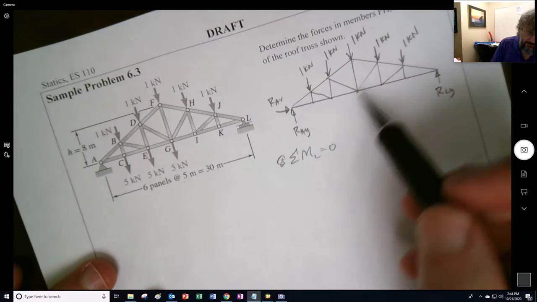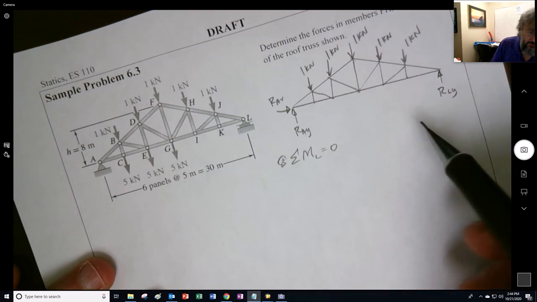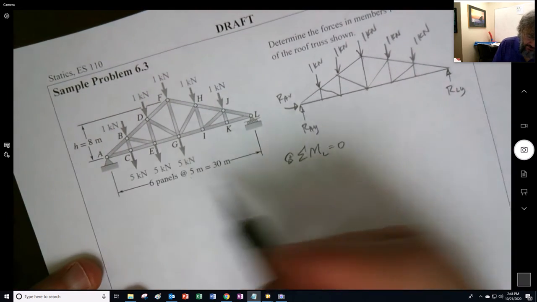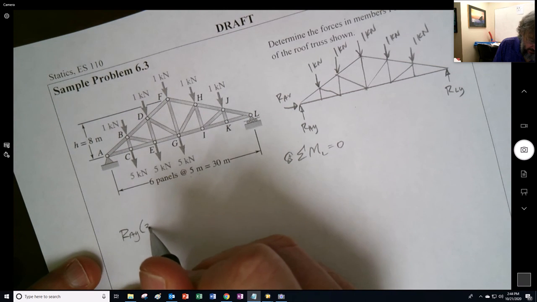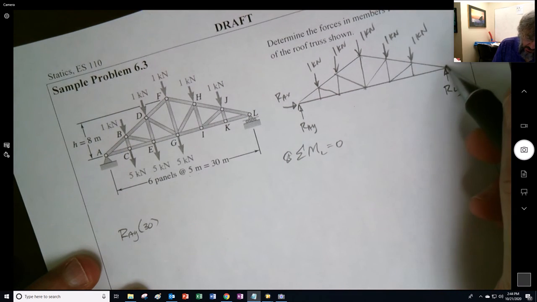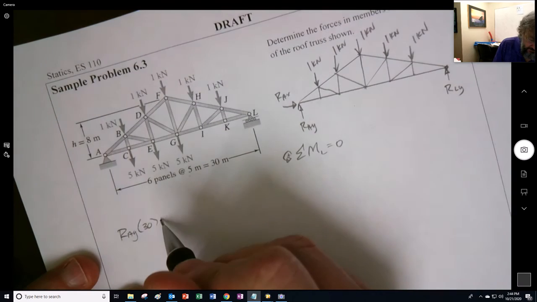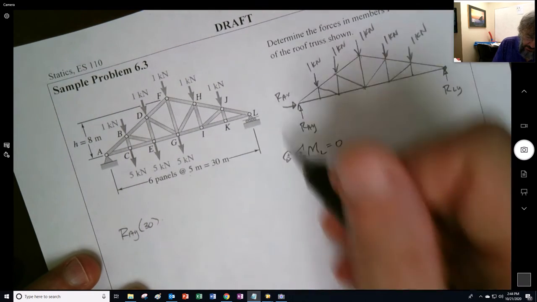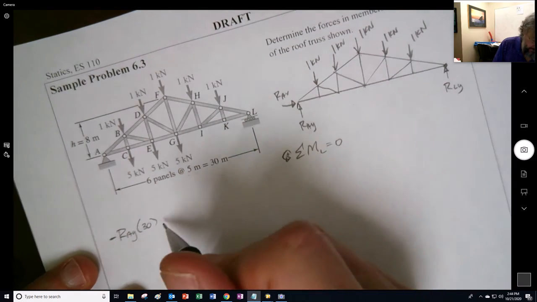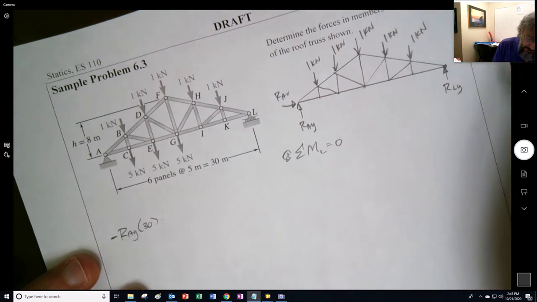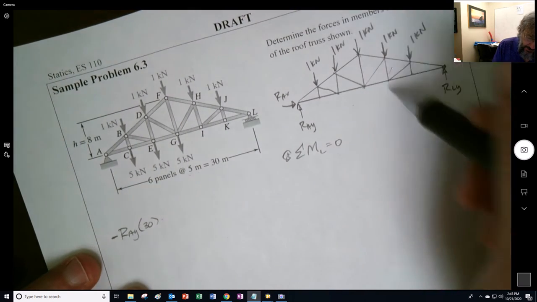There's a whole lot of them, so I decided to come over to the side over here. Go RAY. It's going to be times 30, right? Because we're taking it about L right here. And that should be a negative right there, right? Yeah, negative, because that would be clockwise. So the rest of these are counterclockwise.